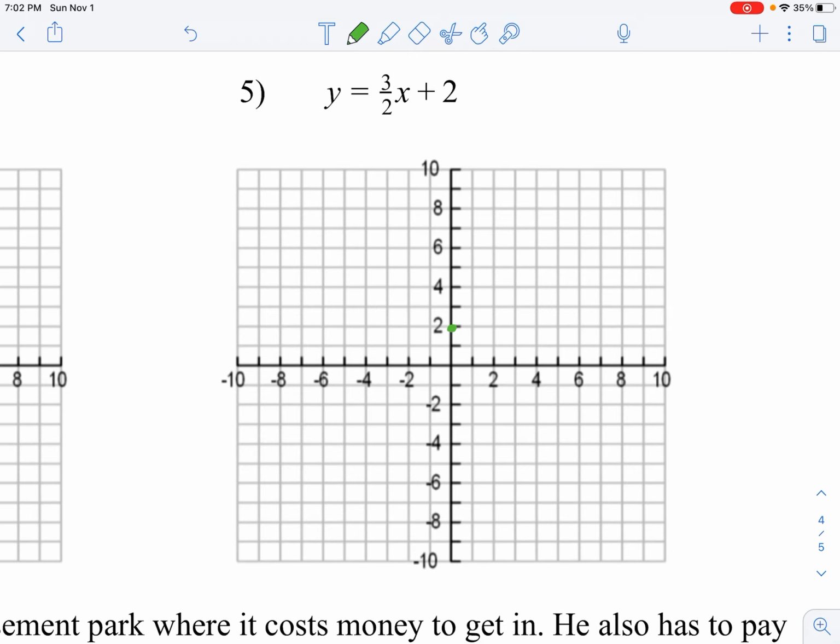Last one here. +2 is my y-intercept. And then my slope is 3 over 2. So rise 3, run 2. And I can go the opposite way as well, and draw my line. Oh, it didn't straighten out for me that time. Let me try again.